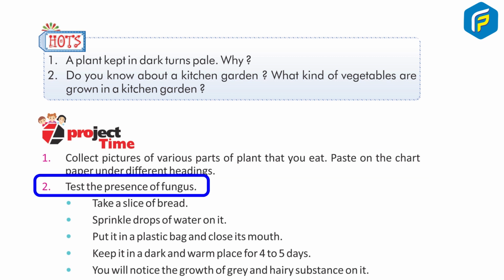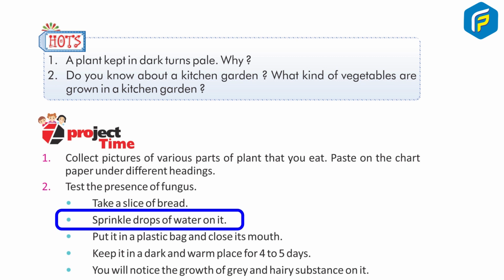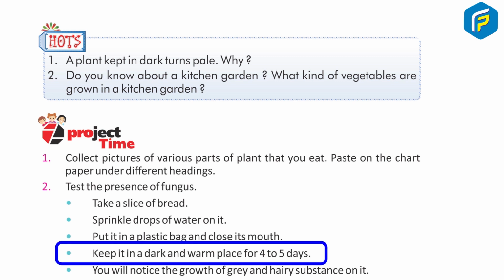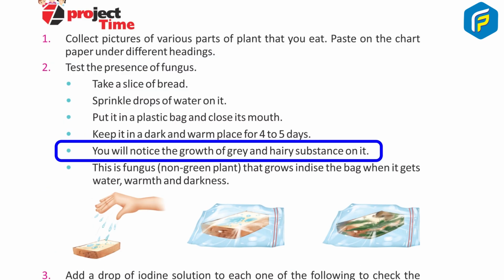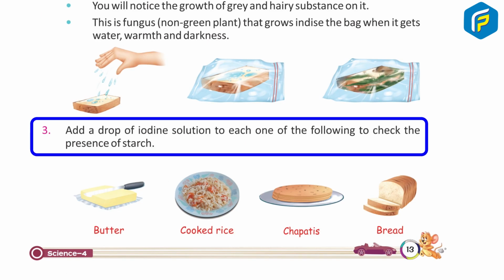2. Test the presence of fungus. Take a slice of bread, sprinkle drops of water on it. Put in a plastic bag and close its mouth. Keep in a dark and warm place for 3 to 4 days. You will notice the growth of grey and hairy substance on it. This is fungus, a non-green plant that grows in the bag when it gets water, warmth and darkness. 3. Add a drop of iodine solution to each one of the following to check the presence of starch.